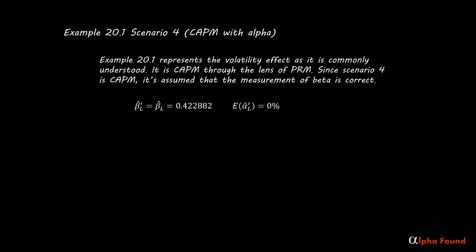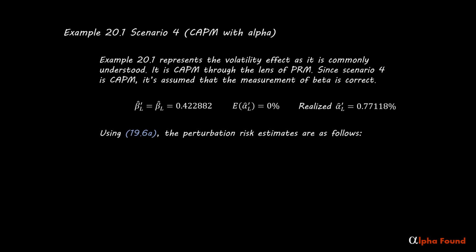That is, the estimated low CAPM beta equals the estimated low ideal beta equals 0.422882, and the expected alpha is 0%, although realized alpha is 0.77118%. Using equation 19.6a, the perturbation risk estimates are as follows.